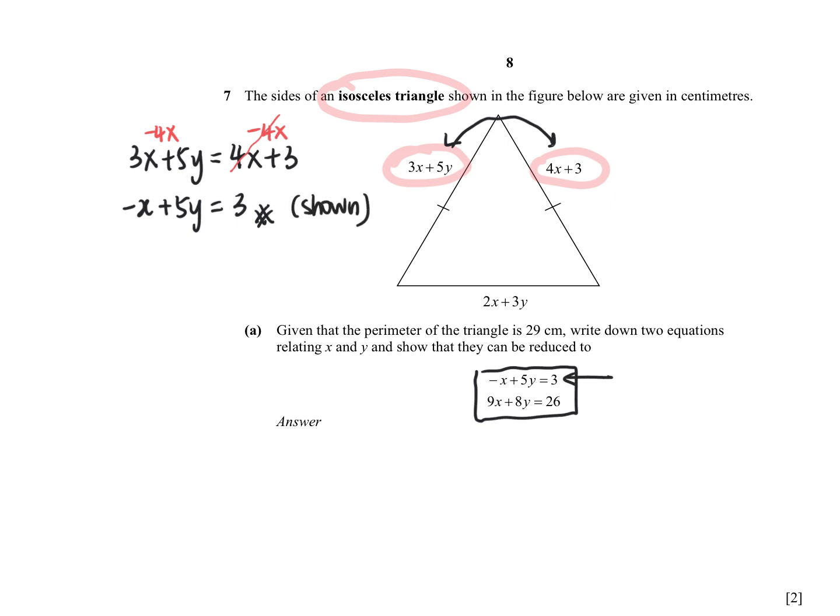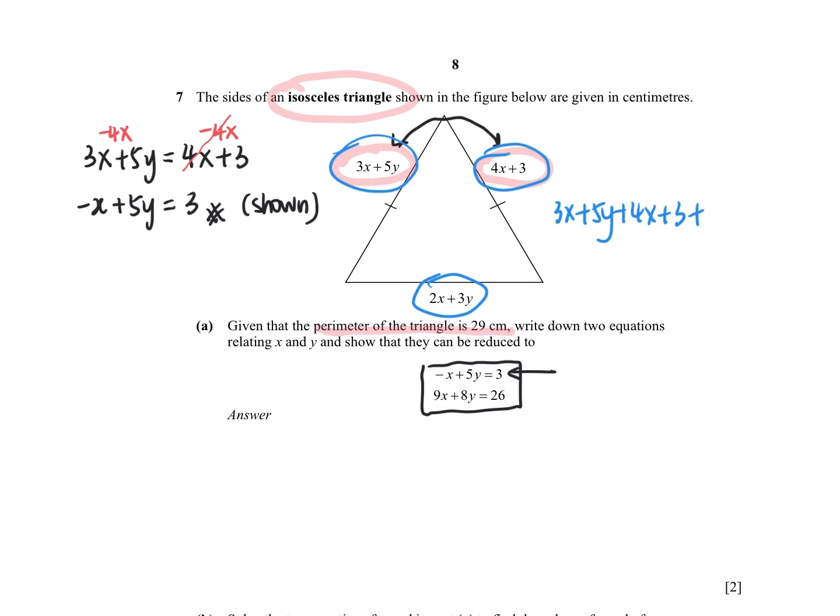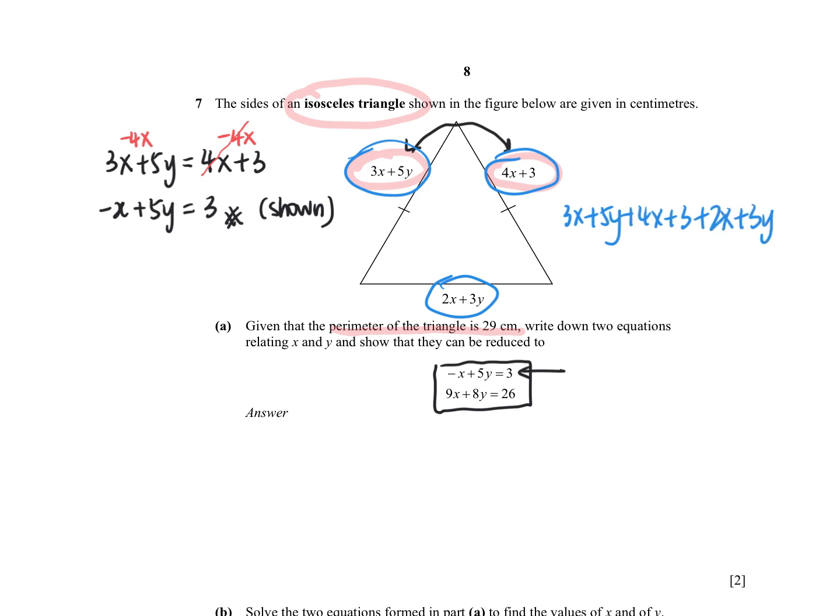One relationship shown. Second equation, they tell me that the perimeter of the triangle is 29. So that means if I add these 3 up, they should give me 29. So I will write 3x plus 5y, 4x plus 3, and 2x plus 3y is 29. So when I simplify them, 9x plus 8y, and then I minus 3 on both sides.